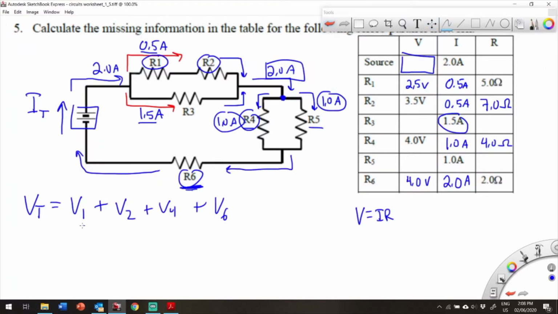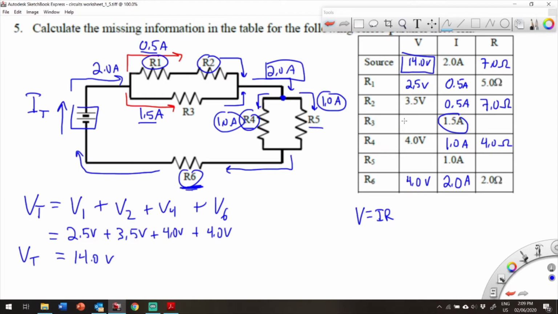We have all the voltages in this path because V1 is 2.5 volts, V2 is 3.5 volts, V4 is 4 volts, and V6 is also 4 volts. Calculating all this out, it is 14 volts. So my total voltage is 14 volts. I can use Ohm's law to figure out the resistance: 14 divided by 2 is 7 ohms. Now we can use that information to figure out the rest of it.